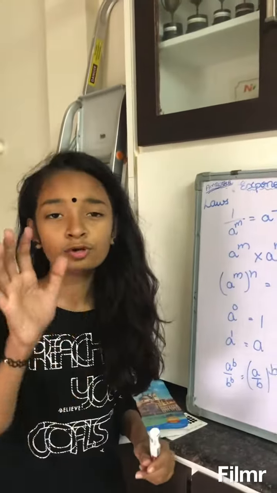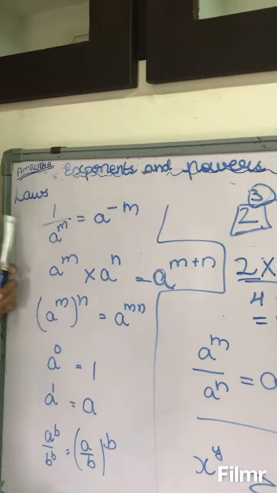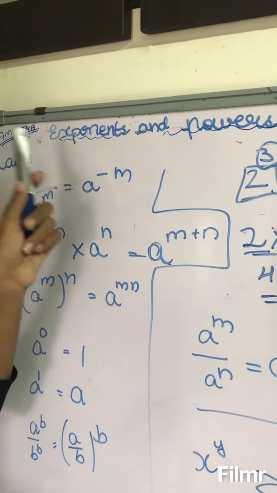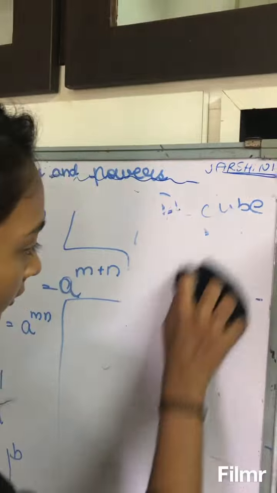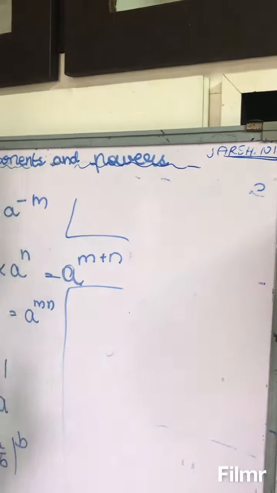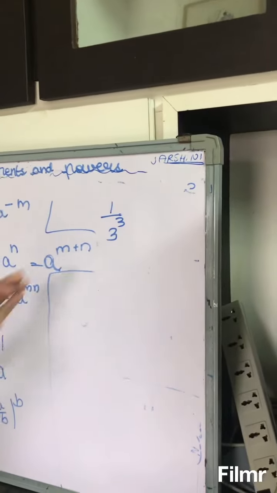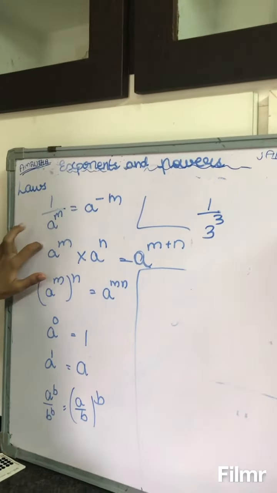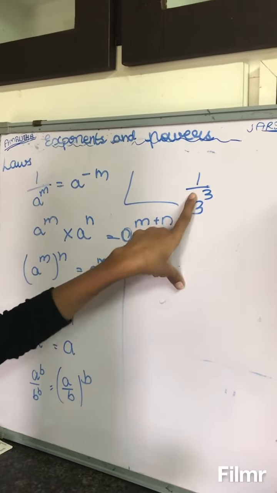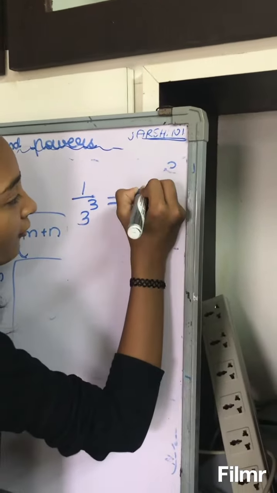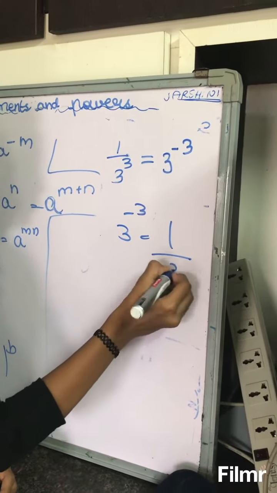There are some laws of exponents. For example, 1 by a to the power of m is equal to a to the power of minus m. That literally means, for example, if you have 1 by 3 to the power of 3, what are this a and m? A and m are variables. You can replace them with any of the numbers given. So you can also write this as 3 to the power of minus 3. In the same way, if they give 3 to the power of minus 3, then you can write it as 1 by 3 cube.